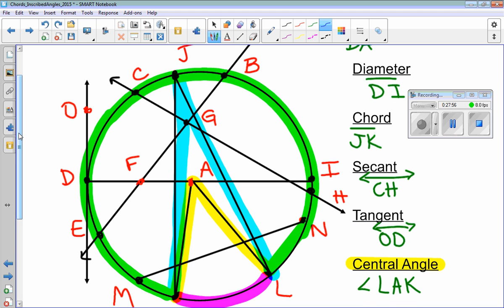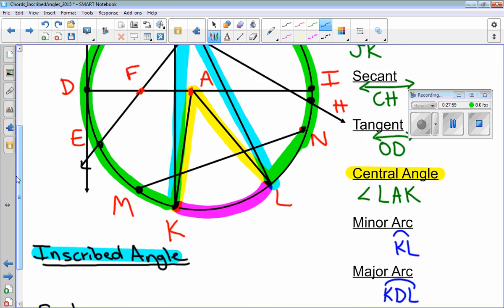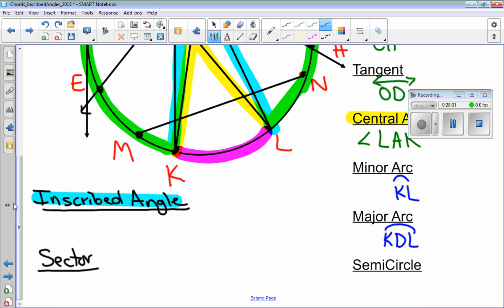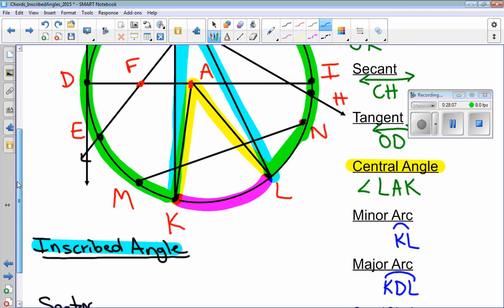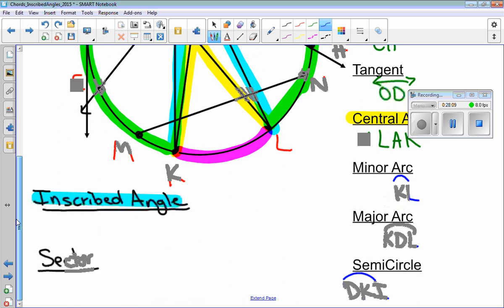What did you say, honey? DKI. Okay, that would work. Yep. I agree. Okay. So we've already done the inscribed angle. Which one did we say? KJL.